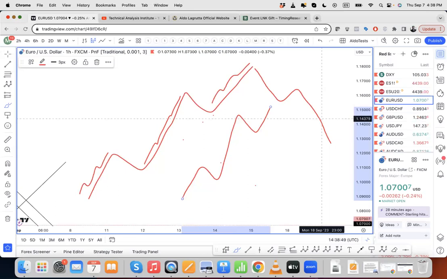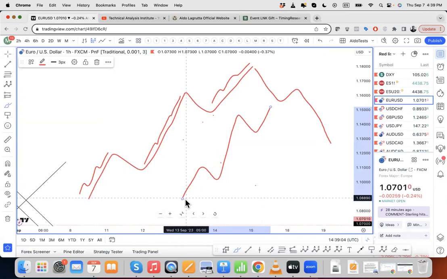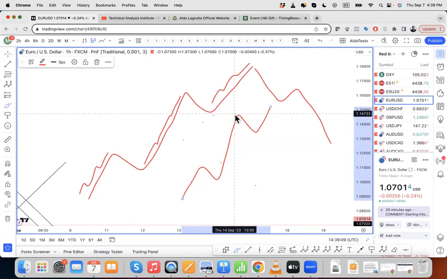More yeses. Wonderful. I'm glad that you are seeing it now. The correct answer for why is because it respects the three rules. Wave 2 did not travel more than 100% the distance traveled by wave 1. Wave 3 is not the shortest. And wave 4 did not end in the price territory of wave 1. So it's an impulse.